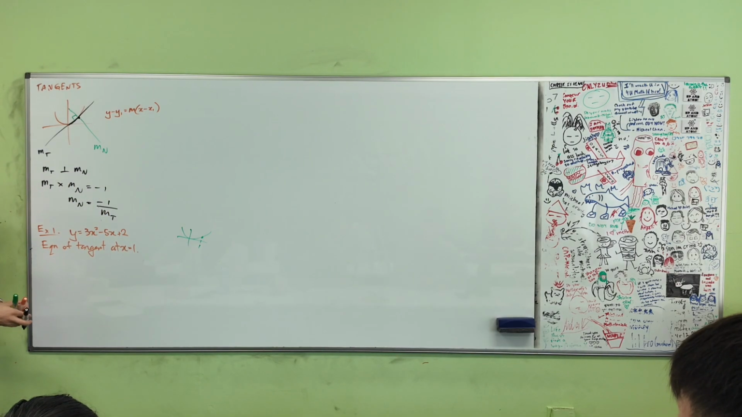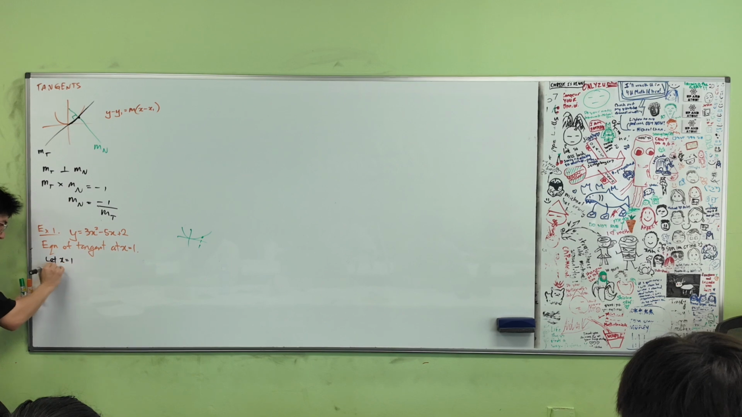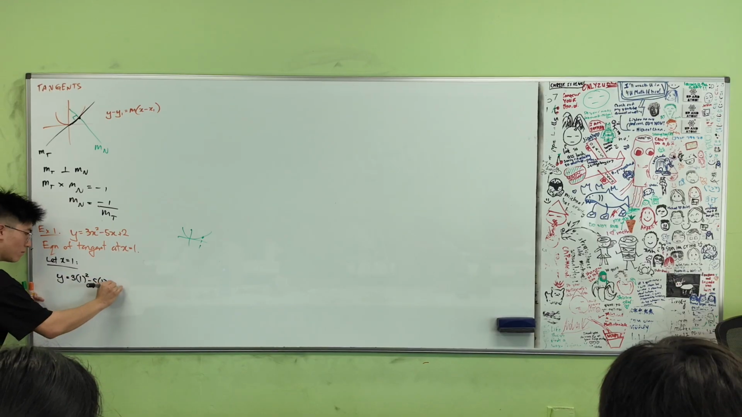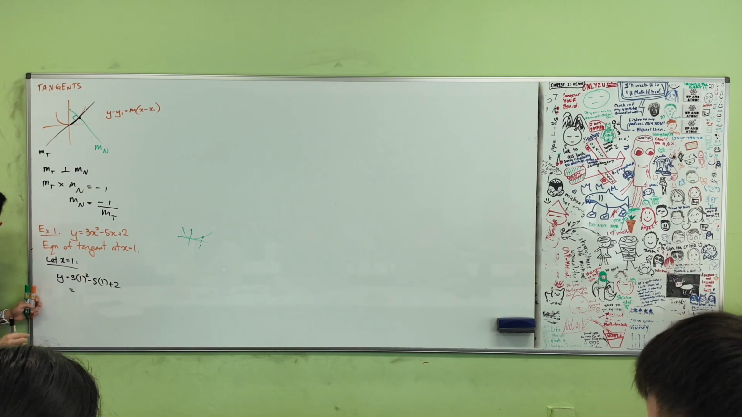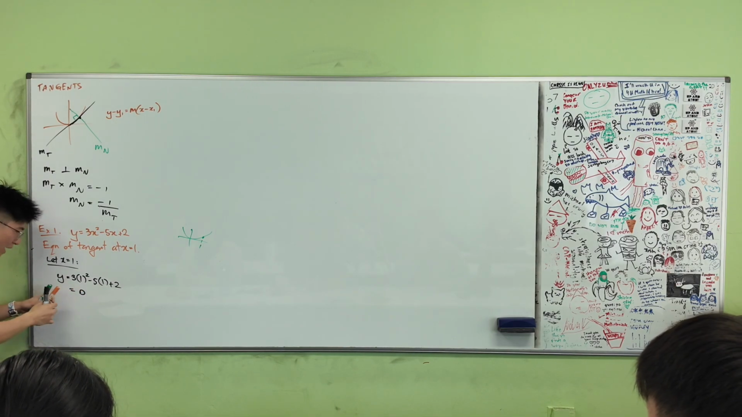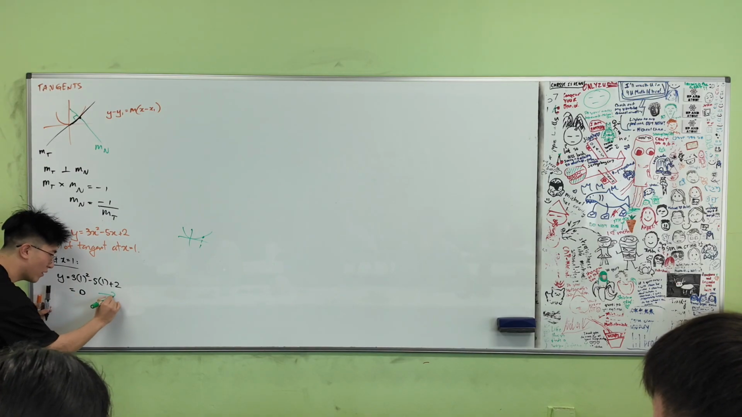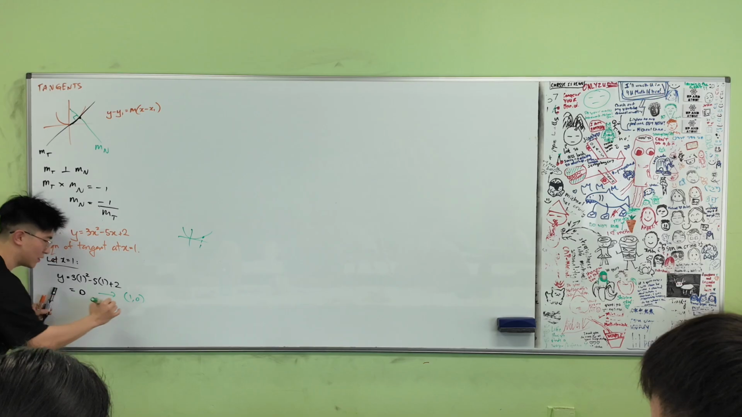So what I'm going to do first is substitute x equals 1. Let x equals 1. First, I'm going to sub it into the y. Quick maths, what's that? 0 minus 2 plus 2. Good job. When you sub it into y, what you're doing is you're finding the point. So I therefore know the point I'm working with is (1, 0).